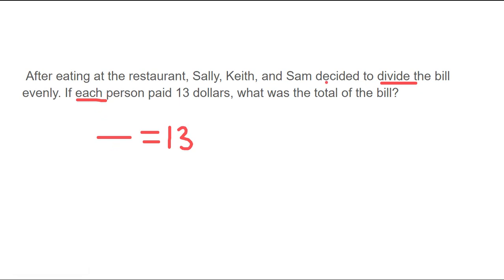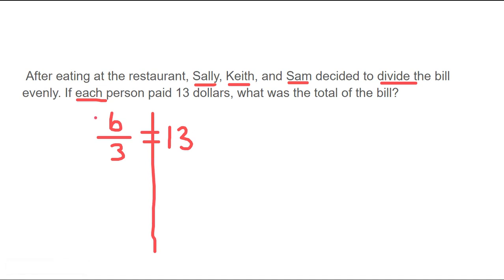And I know that if they're dividing it, I don't have a number and I don't have a variable. I'm going to put B for the bill. But what number am I going to put down here? Because it doesn't say a number, right? It actually does. It tells me Sally, Keith, and Sam. So it tells me that 3 people split the bill evenly amongst all 3 of them.